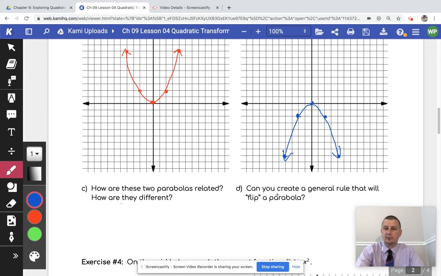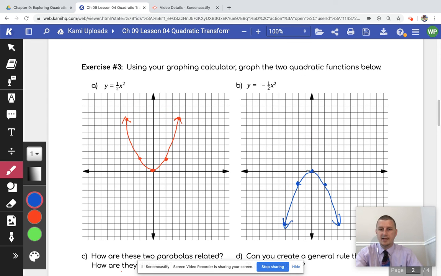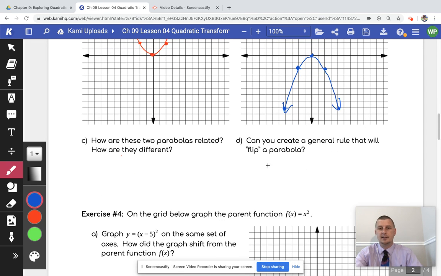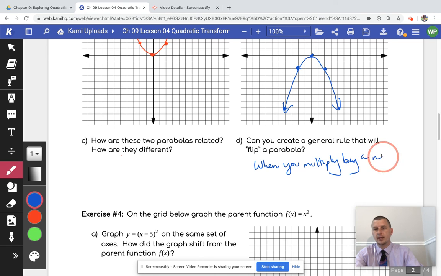And can you create a general rule that will flip a parabola? Sure. So what do you think made this parabola flip? What's the only difference between these two equations? And you should see that the only difference is that this one is negative. And that's what flipped it upside down, that means. So when you multiply by a negative number, the function will flip. There's our general rule.